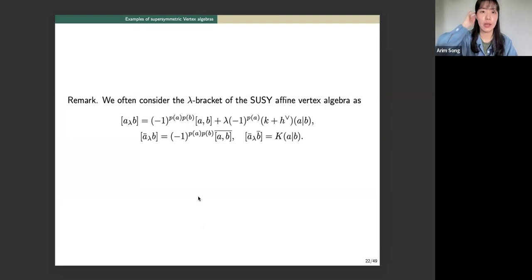Okay. So actually, there's one more sign-twisted version of the supersymmetric affine vertex algebra. Those two algebras are actually isomorphic, but there's no fixed convention yet, I think. So we often consider the supersymmetric affine vertex algebra with sign terms included in it.